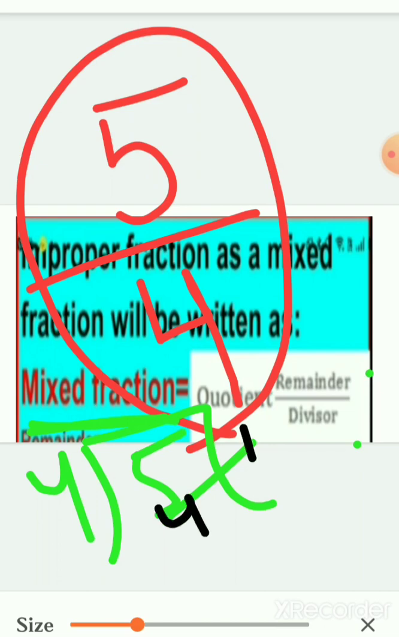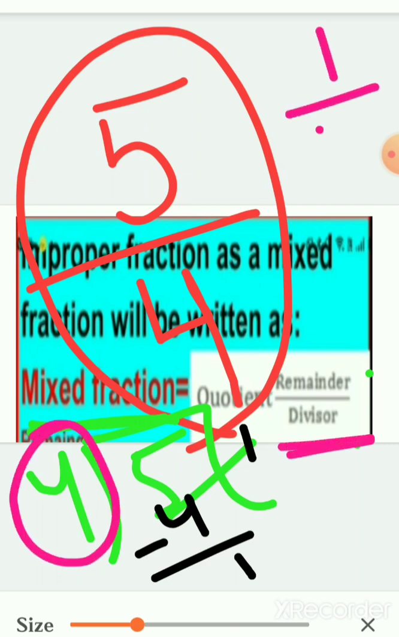4 ones are 4, 5 minus 4 is 1, and 1 is the remainder, and 1 is the quotient, right? So how are we going to represent this? According to this, the remainder we have is 1 and the divisor is the number which is dividing, that is 4. And the quotient is again 1, so 1 will come here. This is the way to change an improper fraction into a mixed fraction.